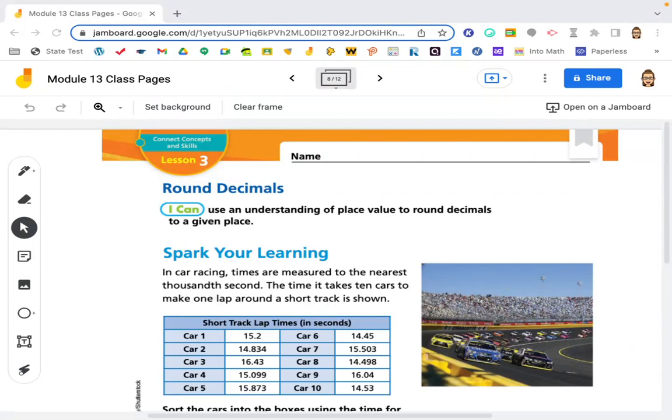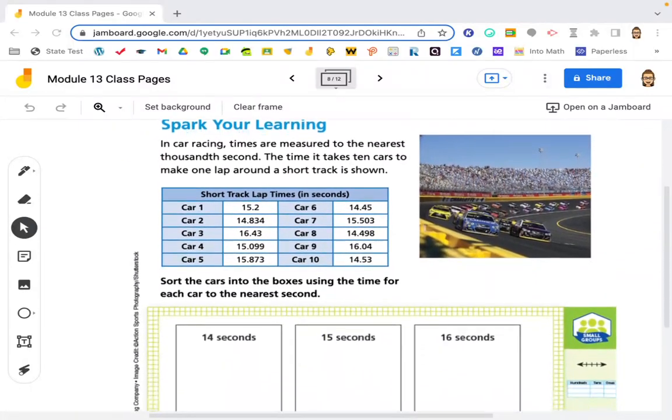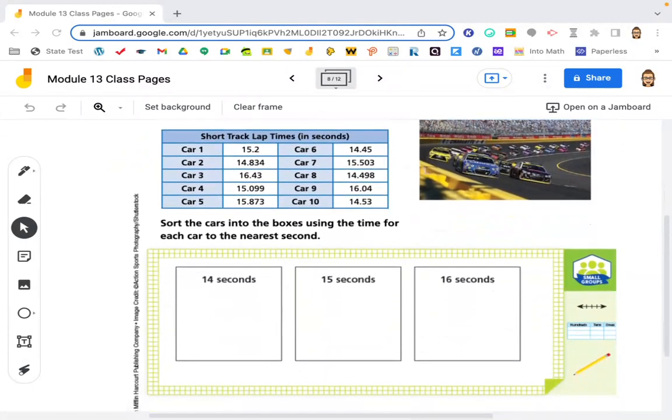Hopefully by the end of this lesson, you'll be able to use an understanding of place value to round decimals to a given place. If we look at the spark you're learning, it says, in car racing, times are measured to the nearest thousandth second. The time it takes 10 cars to make one lap around a short track is shown. Sort the cars into boxes using the time for each car to the nearest second.